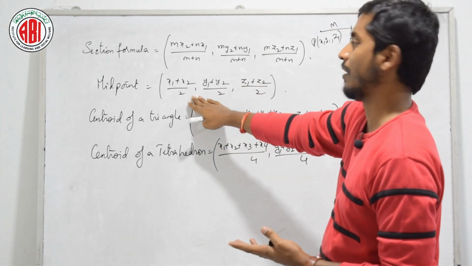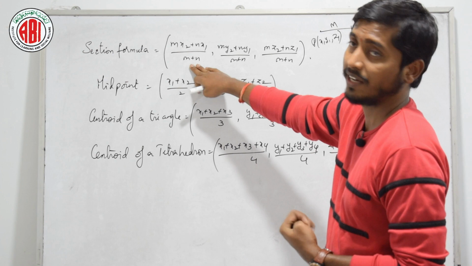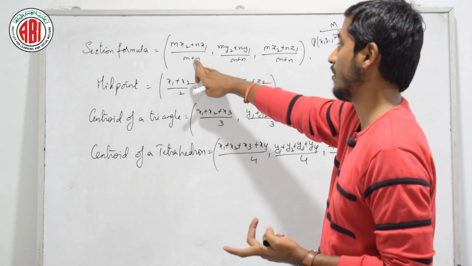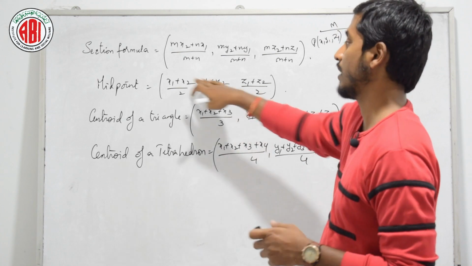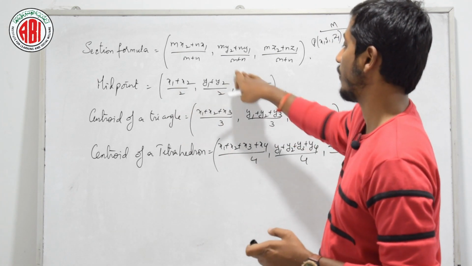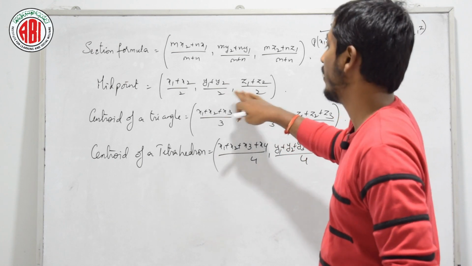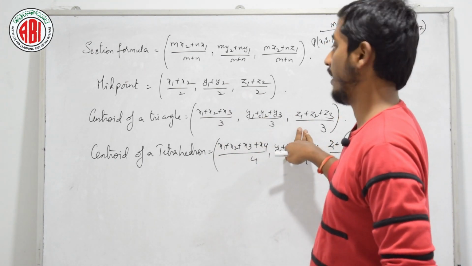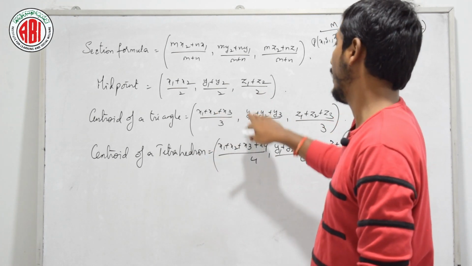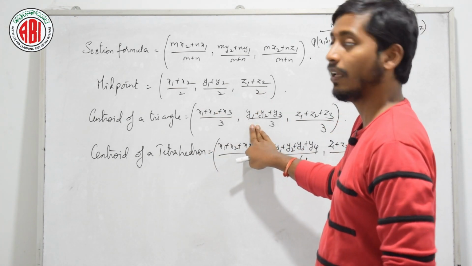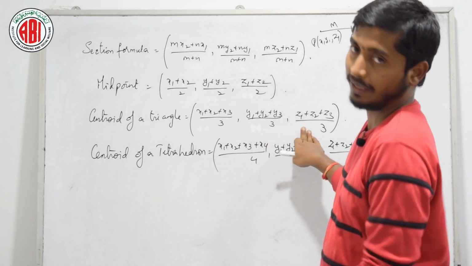Similarly, the midpoint formula is nothing but substituting the ratio 1 is to 1. Instead of m we substitute 1, instead of n we substitute 1. If we substitute, we get the direct formula: (x1 plus x2) by 2, (y1 plus y2) by 2, (z1 plus z2) by 2, right? Similarly, for the centroid of a triangle, we get the third coordinate in addition, that is (x1 plus x2 plus x3) by 3, (y1 plus y2 plus y3) by 3, and the third coordinate will be (z1 plus z2 plus z3) by 3, right?